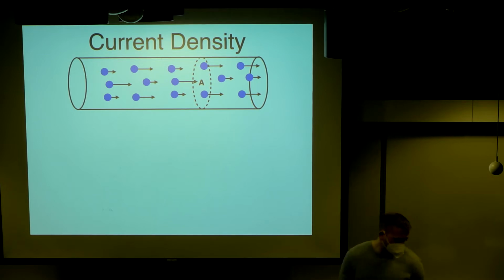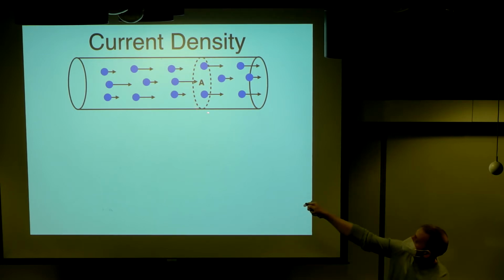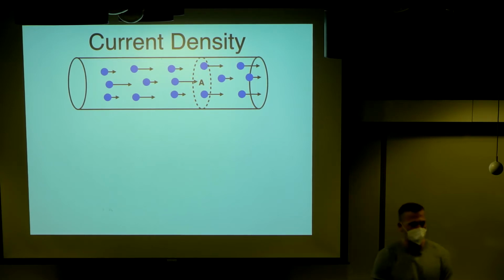And in particular, we're going to focus on what happens when these electrons move through this surface right here. So I've drawn an imaginary little surface with area A, and we're going to focus on what happens when the charges move through that particular surface. Okay?